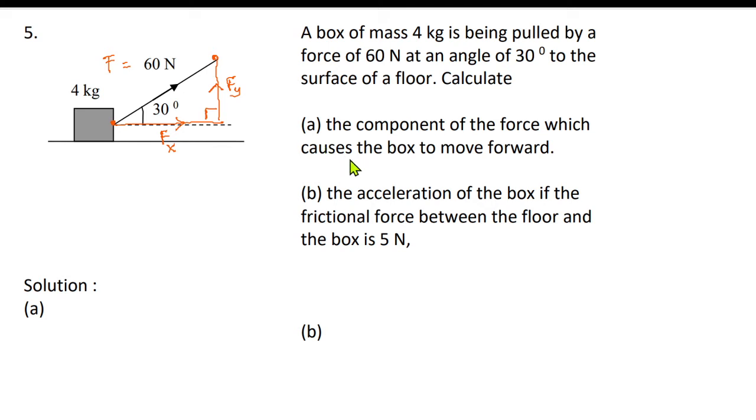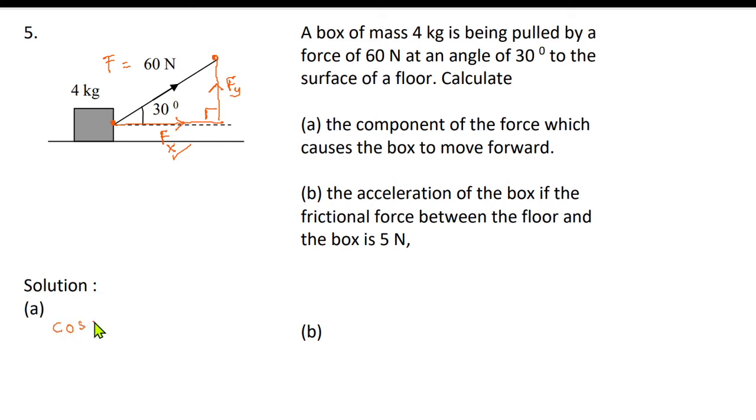The question asks us to find the force that is causing the box to move forward. We have resolved this F into F sub x and F sub y. So which force is causing the box to move forward? Correct, the force causing the box to move forward is our F sub x. So we are going to use trigonometry. F sub x is adjacent to my angle of 30 degrees. So which one? Yes, we are going to use cos theta.